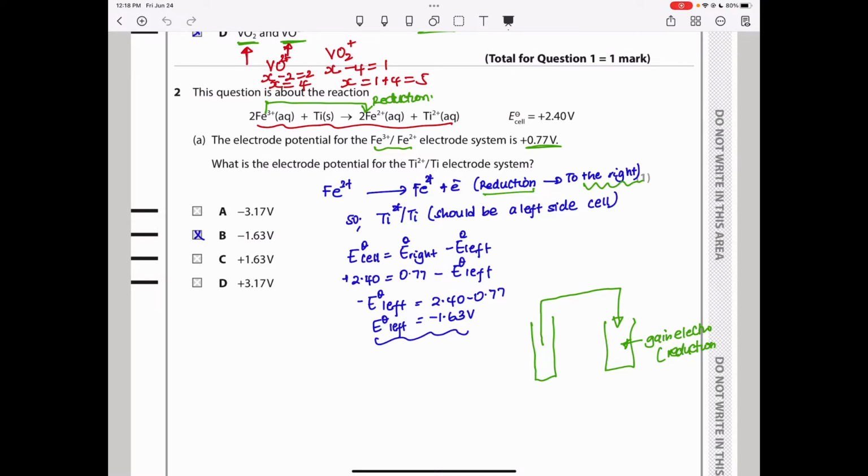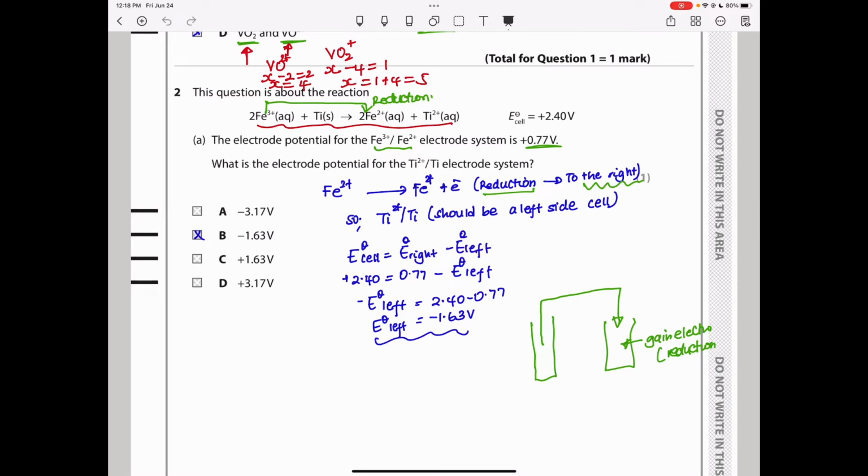Then after knowing that, and since we have that E theta for the cell as well as this electrode potential, we can feed them into this equation. This equation says the E theta for the cell should equal the E theta on the right hand half cell minus the E theta of the left hand half cell.